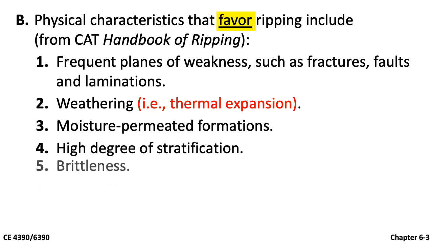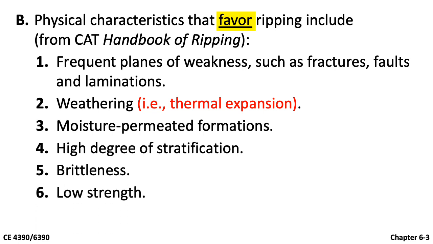Number 5. Rocks with high brittleness. This type of rock is fragile and can be easily destroyed. Number 6. Rocks with low strength. And finally, use ripping for rocks with a low seismic velocity. Those rocks are light and have a low density.